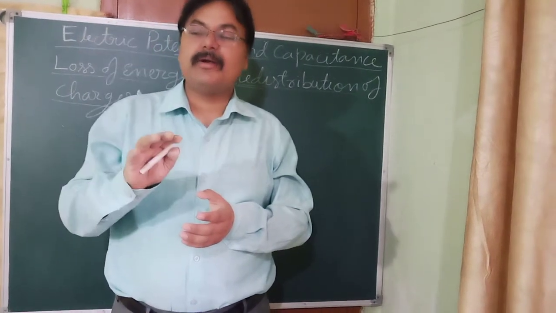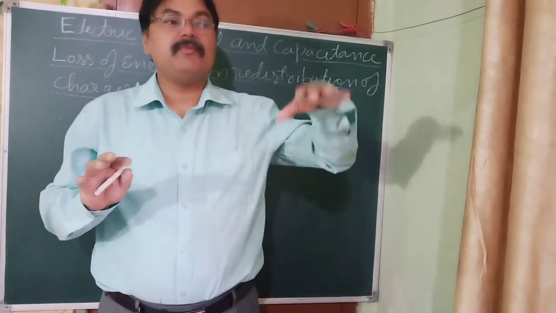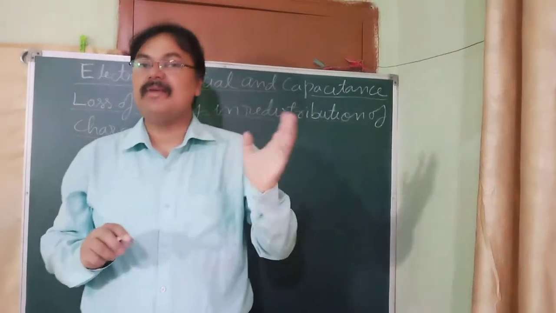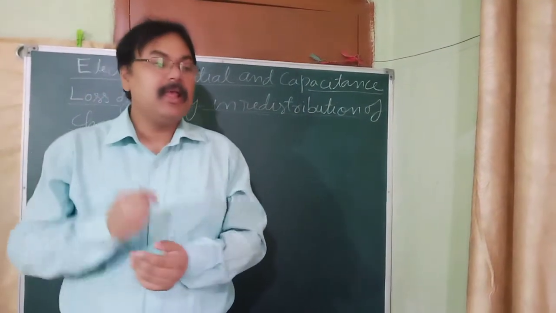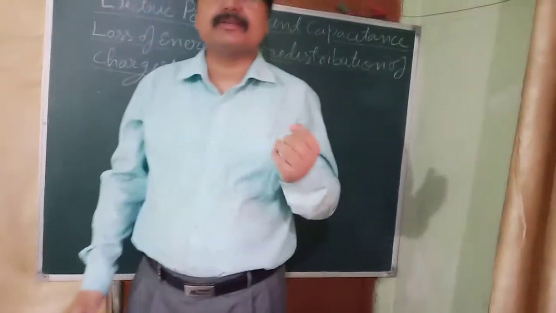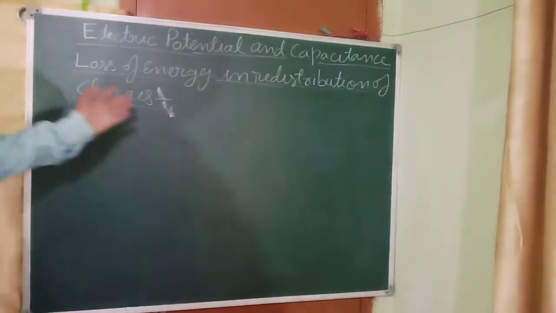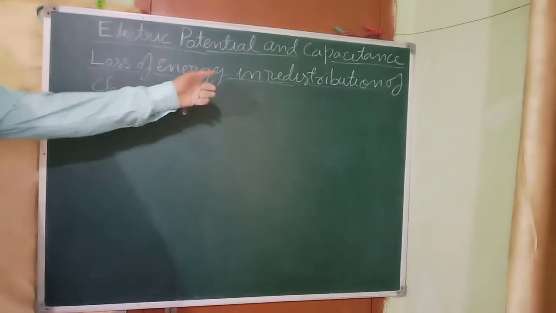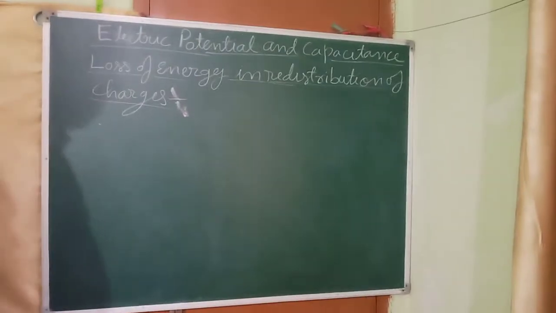Because the potential of one will keep on decreasing, and the potential of another will keep on increasing. That we have already discussed, and we have got the expression for common potential. Now how their energy gets affected due to this, that's what we are going to discuss. So this is the topic, the loss of energy in redistribution of charges.